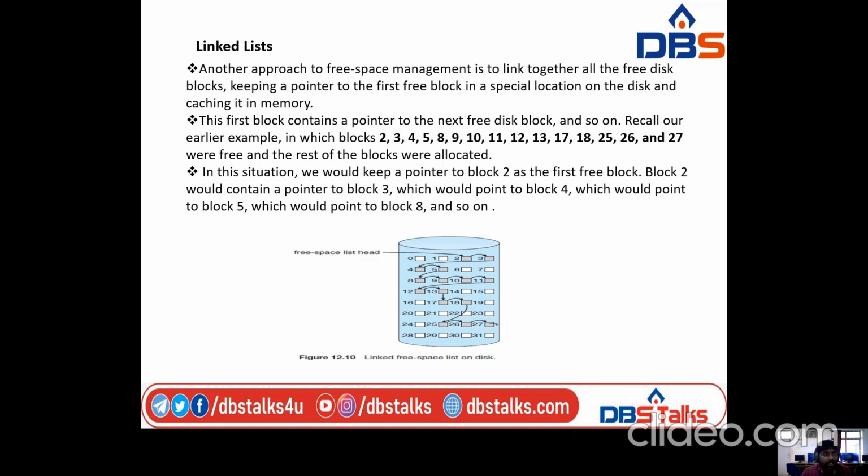Again, the simple thing is that in this linked list method, the free blocks are linked together. Block 2 is the first free block and contains the pointer to block 3. Block 3 contains the pointer to block 4, block 4 to block 5, block 5 to block 8, block 8 to block 9, and so on. In this manner, we represent the free blocks as well as allocated blocks. So this is regarding free space management.